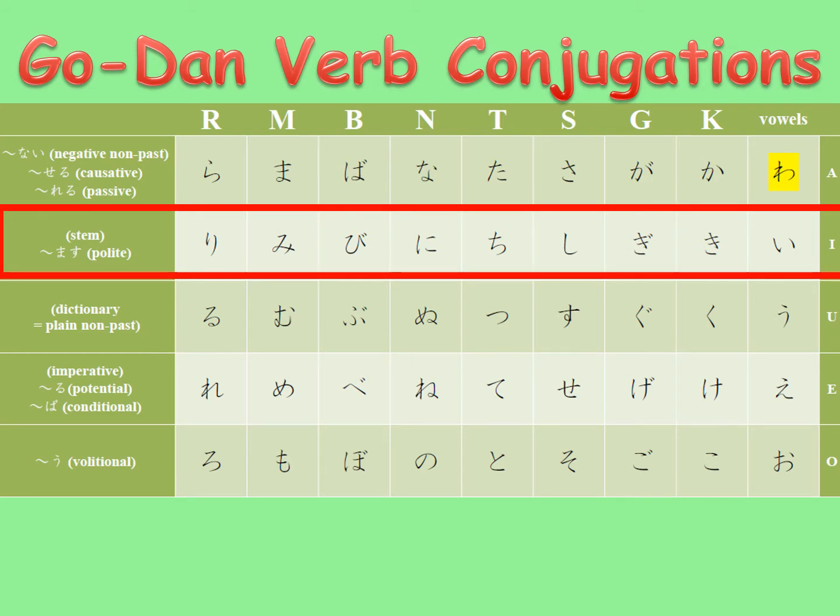Let's go up the ladder. A verb in this form is called a verb stem. And if you add mas to the stem, it becomes the polite non-past affirmative form.